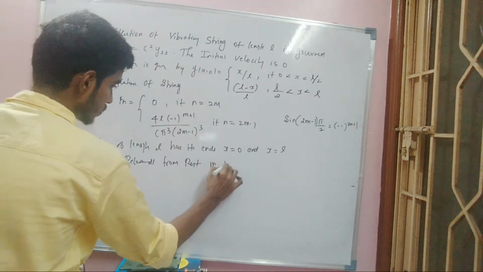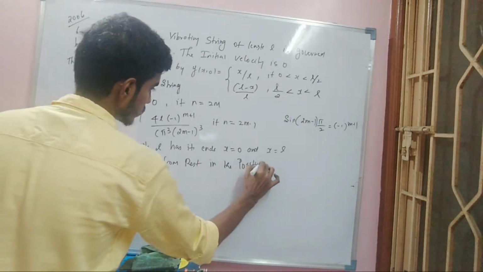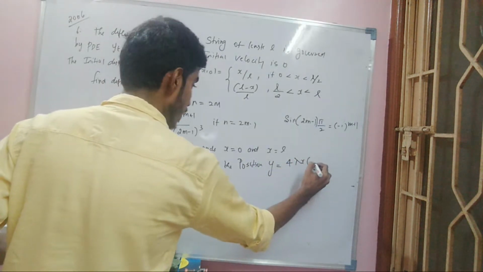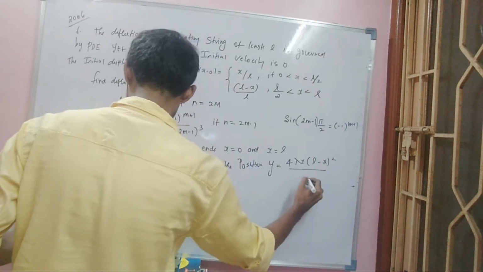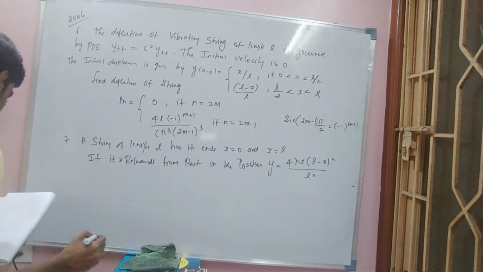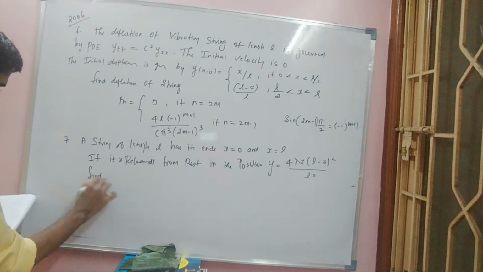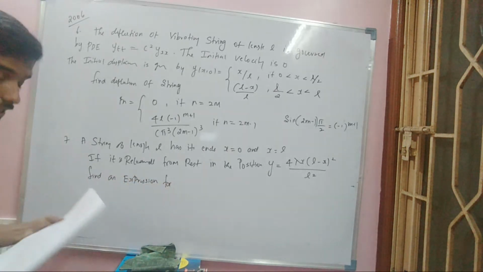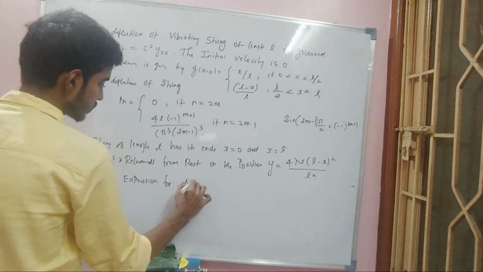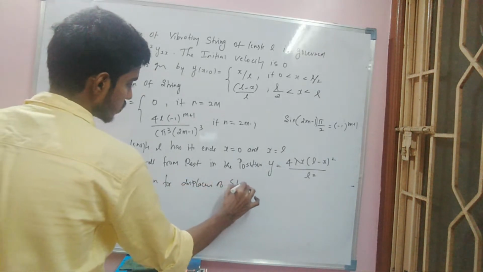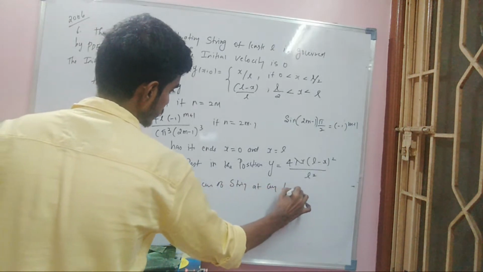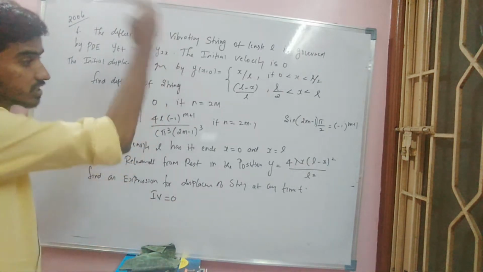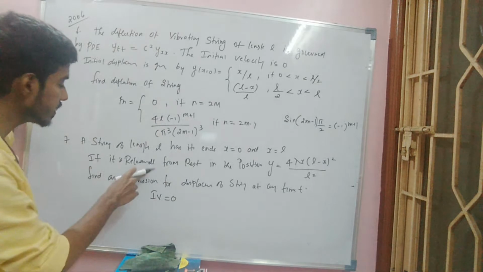Released from rest in the position y is equal to 4 lambda x times (L minus x) whole square divided by L square. Find an expression for the displacement of the string at any time t. So here our initial velocity is 0. In the previous six problems we had initial displacement equal to 0, but here the initial velocity is 0.